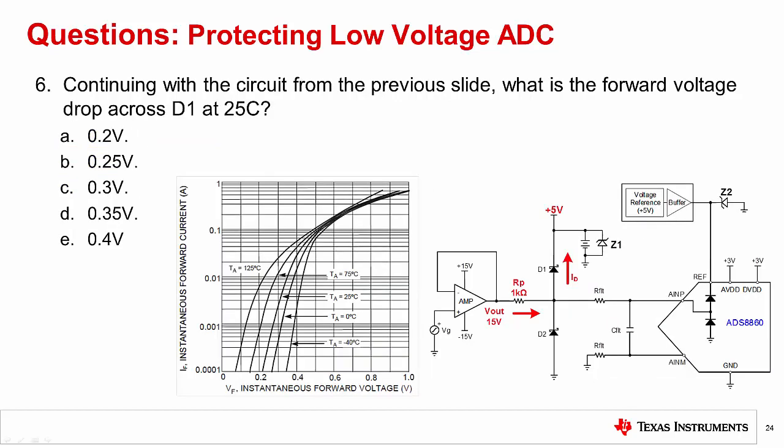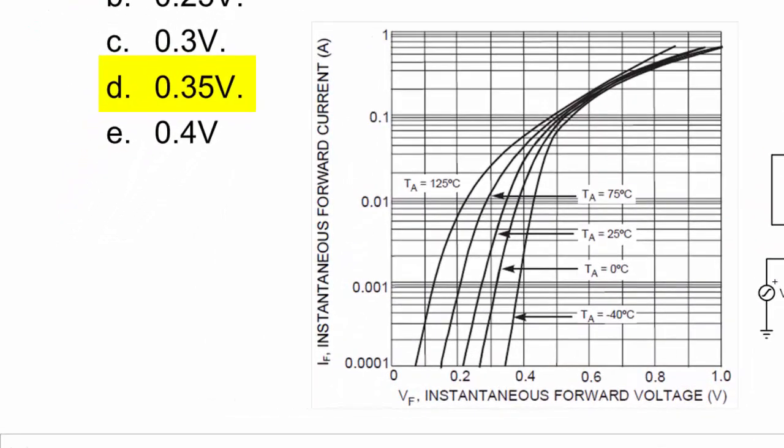Question 6. Continuing with the circuit from the previous slide, what is the forward voltage drop across D1 at 25 degrees C? The correct answer is D, 0.35 volts. From the previous slide, you know that the current is about 10 milliamps. The 25 degrees C curve intersects 10 milliamps at about 0.35 volts.